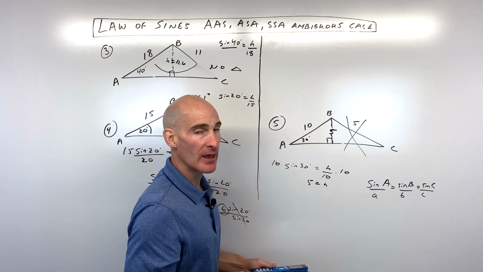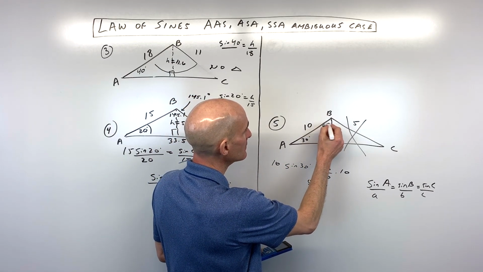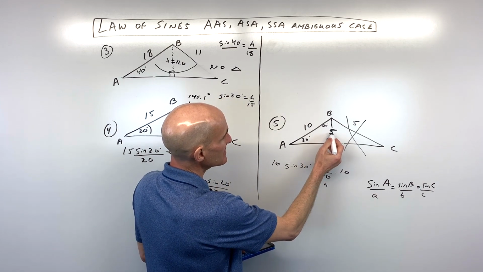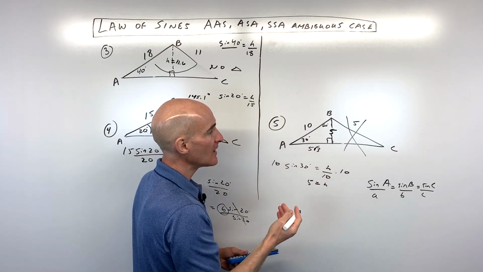It's a right triangle, and it's actually a special right triangle. We have 30, 60, 90, and we know then that the sides are x, 2x, and x root 3, so this side is going to be 5 root 3, and you solved it.